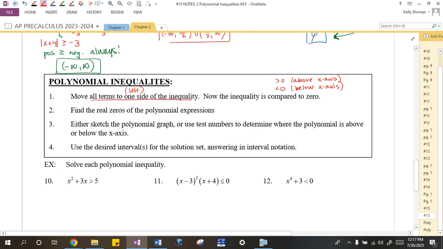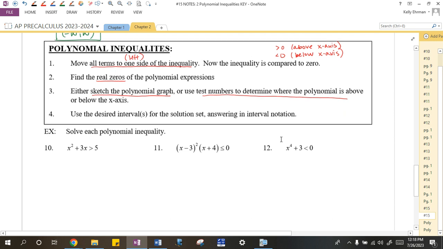And then you kind of temporarily set your polynomial expression equal to 0. Find the real zeros. If there are only imaginary zeros, it means we don't have x-intercepts. And then you can either sketch the polynomial graph using your end behavior rules and your multiplicity rules, or if you're kind of shaky on that, or you don't trust your rules and your graphing, I'll show you how to test numbers within each interval to figure out, is this a positive value or negative? And then depending on the problem, if it's greater than or less than, we figure out what our solution set is.